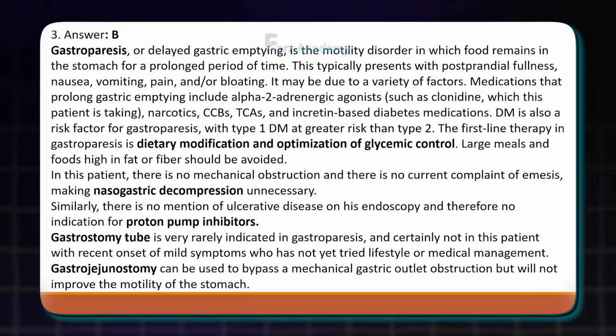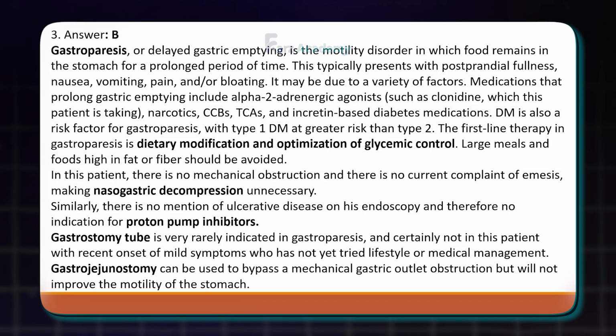So, if you remember in the question in the second line, they have given the patient was taking clonidine. Clonidine is an alpha 2 adrenergic agonist, which was a clue given in the second line, which has caused this gastroparesis. Okay. Other drugs are narcotics, CCBs, TCAs, incretin based diabetic medications. DM is also a risk factor for gastroparesis, with type 1 diabetes at greater risk than type 2.